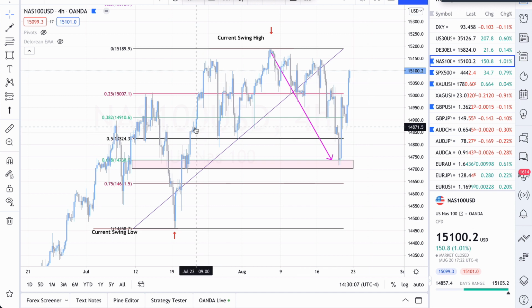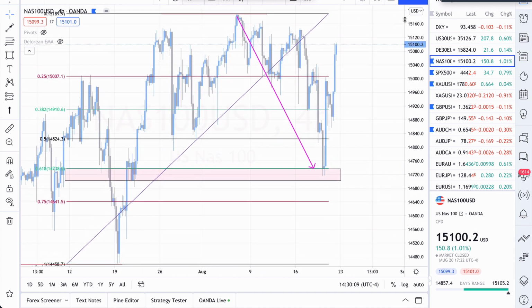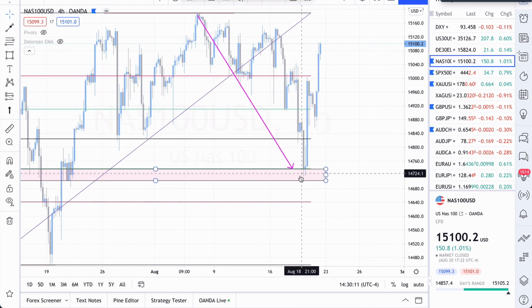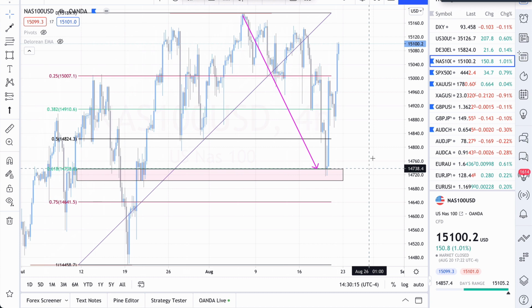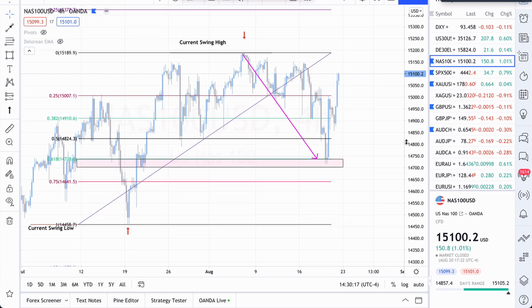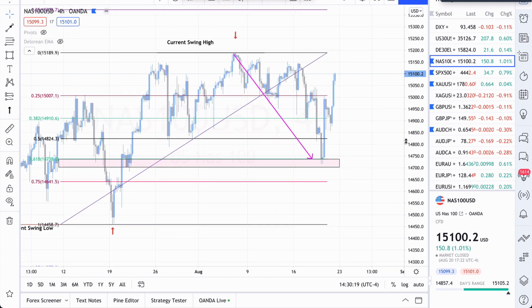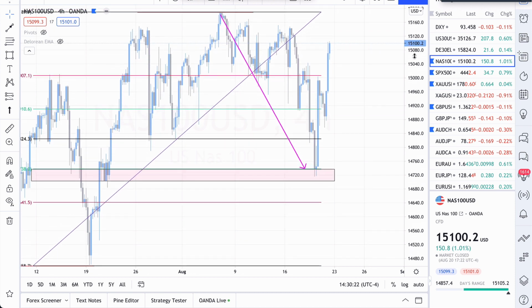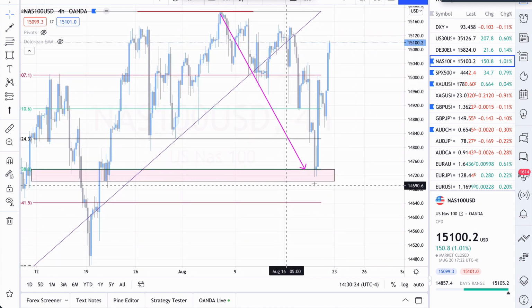Not because it came to the 61.8, but because it formed what is almost a morning star. If you've been on any of my trainings, you know how much I like morning and evening stars. It also formed what I like to call tweezers.